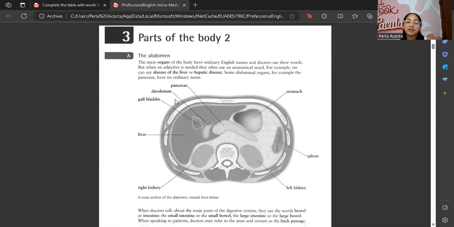Okay, chapter 3 is parts of the body 2. A, the abdomen. The main organs of the body have ordinary English names, and doctors use these words. But when an adjective is needed, they often use an anatomical word. For example, we can say disease of the liver or hepatic disease. Some abdominal organs, for example, the pancreas, have no ordinary name.